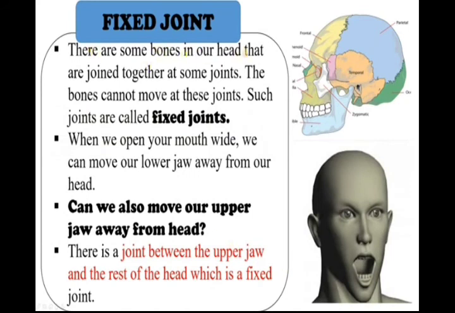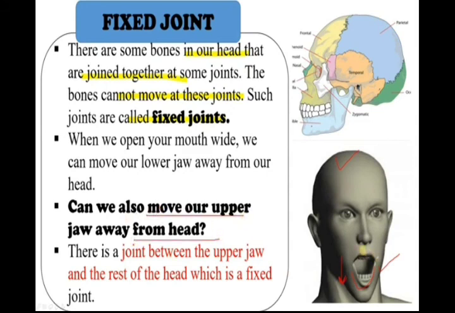The next is the fixed joint. There are some bones in our head that are joined together at some joints. The bones cannot move at these joints. Such joints are called fixed joints. When we open our mouth wide, we can move our lower jaw away from our head. Right? Look at here. You can see that yes, your lower jaw is away from your head.